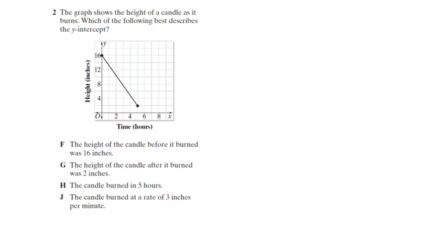2. The graph shows the height of the candle as it burns. Which of the following best describes the y-intercept? The y-intercept is going to be right here, 16. It's going to be the height of the candle of 16 inches. That's the height of the candle before it burned, 16 inches.